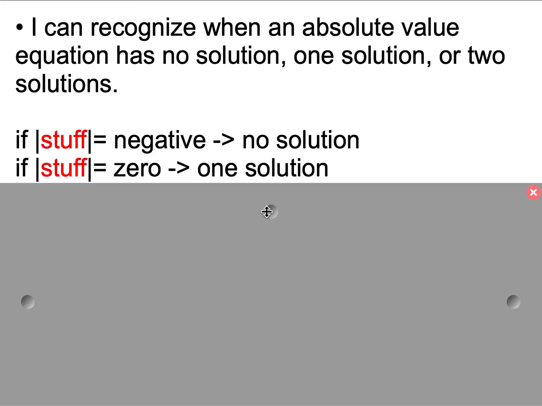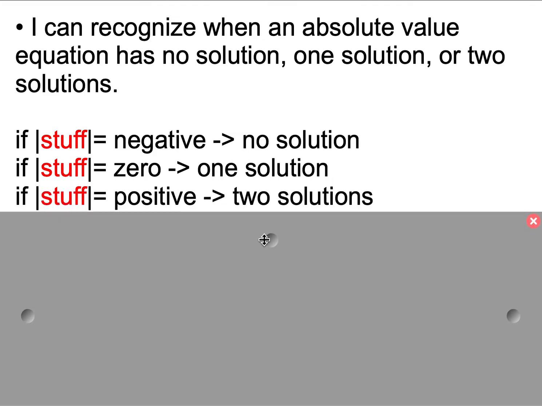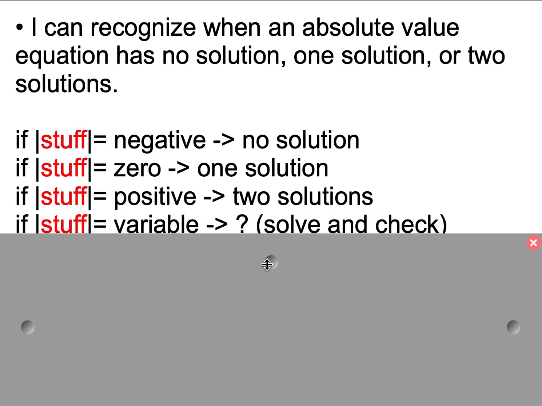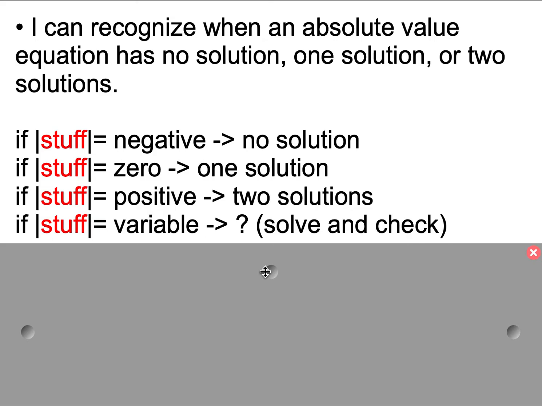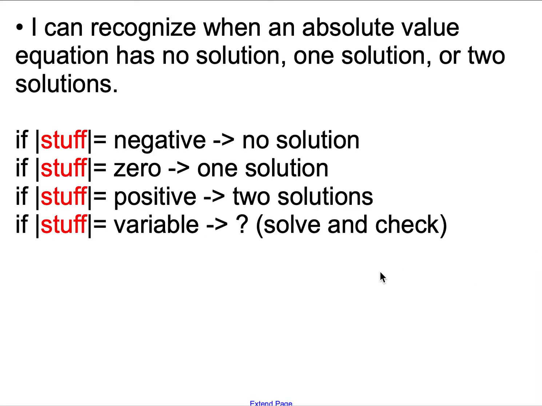The second option, if the absolute value of stuff equals a 0, then it's one solution. If the absolute value of stuff equals positive, then you should end up with 2 solutions. And if the absolute value of stuff equals something with a variable in it, then you're going to have to solve and guess and check.